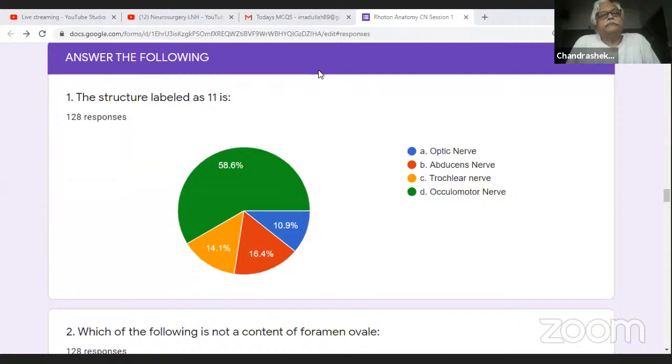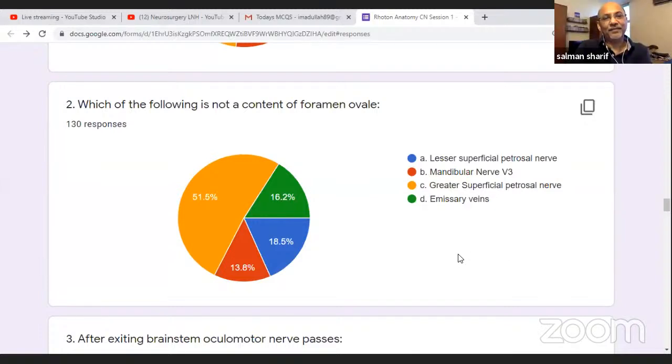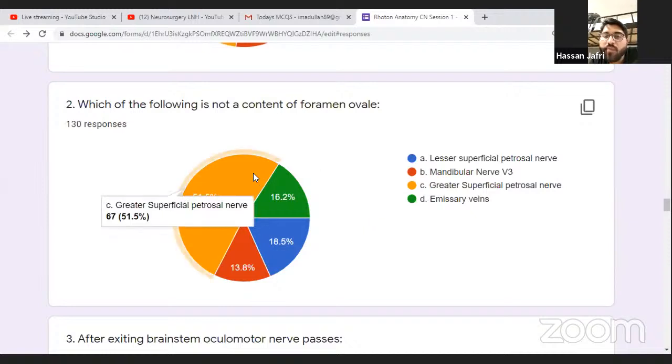So the structure labeled as 11: 56% answered D, which is correct, oculomotor nerve. Then the second majority was 16. Okay. Next. Which of the following is not a content of foramen ovale? Most answers are greater superficial petrosal nerve, which is the correct answer, by the way. Good.